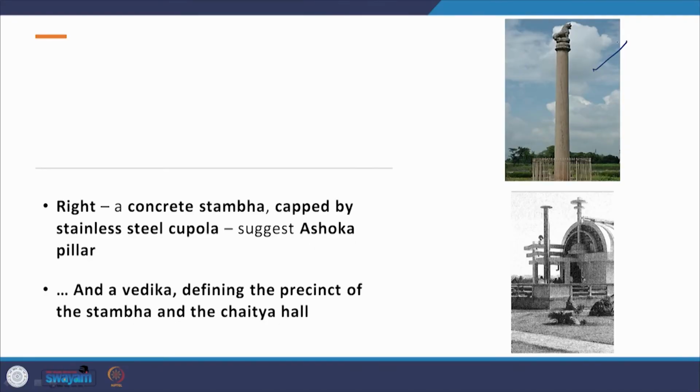So this is a concrete stambha which is capped by a stainless steel cupola. I'm sorry, this is the one. This is the stambha actually, but this is the stambha of Satish Grover, which is capped by a stainless steel cupola, and this suggests the Ashoka pillar. And then around the stambha is the Vedika, and the Vedika is also defining the precinct of not only the Stamba but also the Chaitya Hall or the Buddhist pavilion designed by Grover.